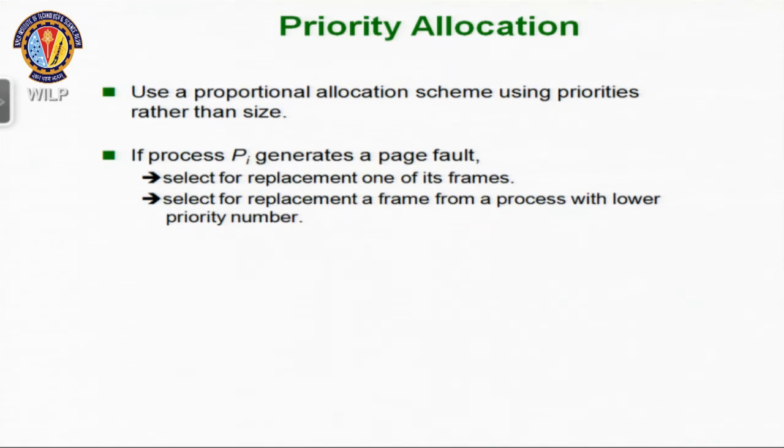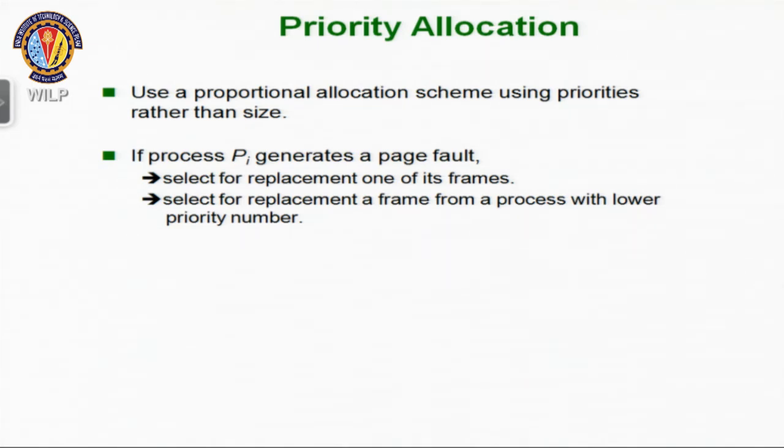So these are the allocation schemes. Now let us analyze the situation when a page fault occurs for a process. The victim which we are selecting: we would need to select one of the frames as a victim and replace it.